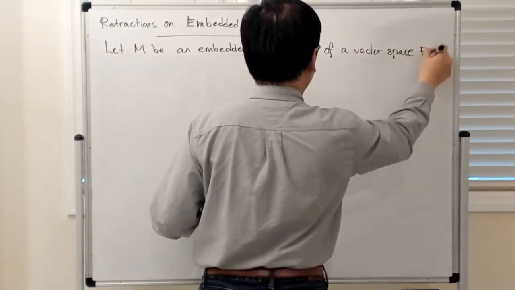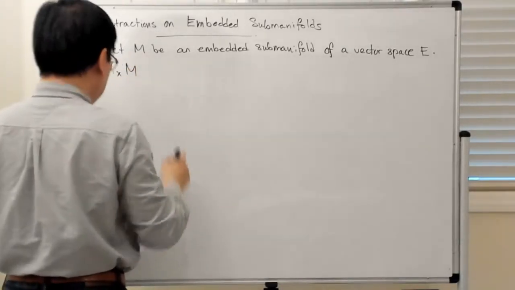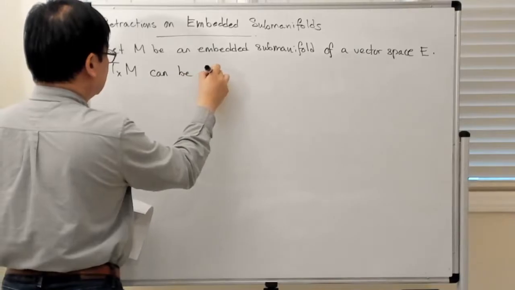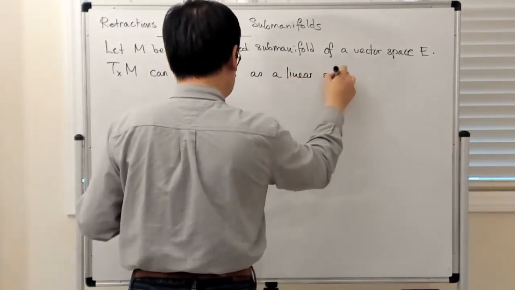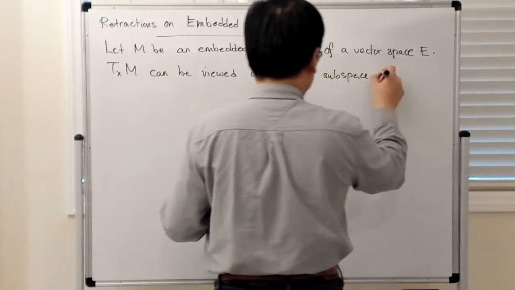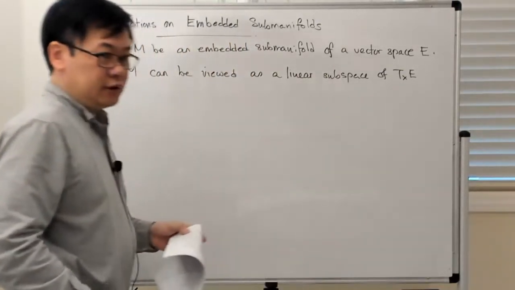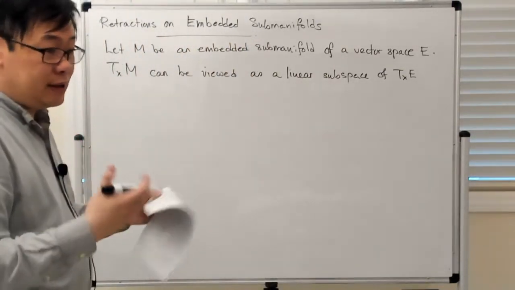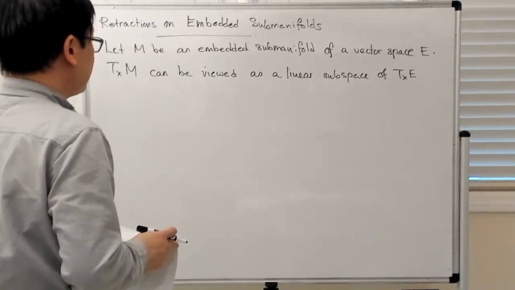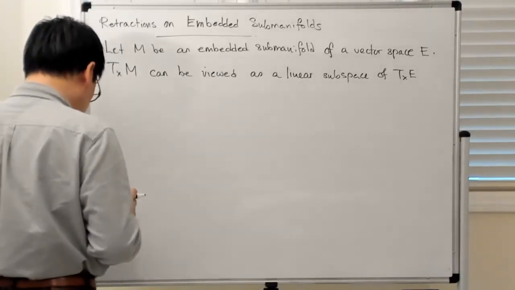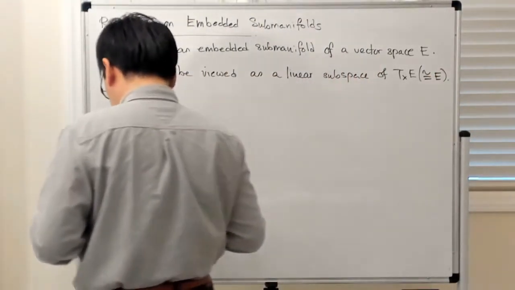Let's call that E. Then in that situation, the tangent space at x of M can be viewed as a linear subspace of the tangent space at x of the vector space E. And of course, as before, the tangent space at a particular point of a vector space can be canonically identified with that vector space again. So this can be identified with E.